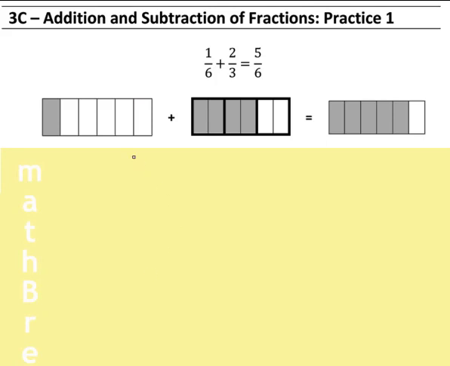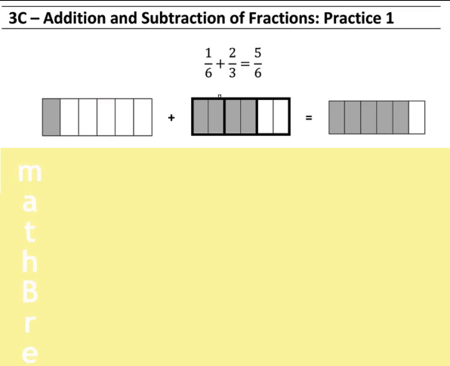Here we have an illustration of the addition of fractions 1/6 plus 2/3 equal to 5/6. We have a rectangle, and it's divided into 6 equal parts, one part shaded in. So this rectangle represents 1 out of 6, or 1/6.